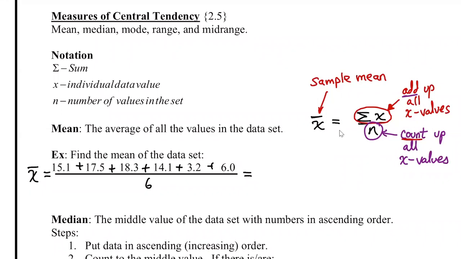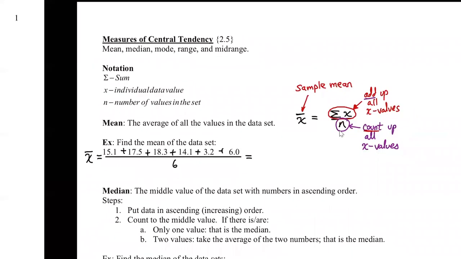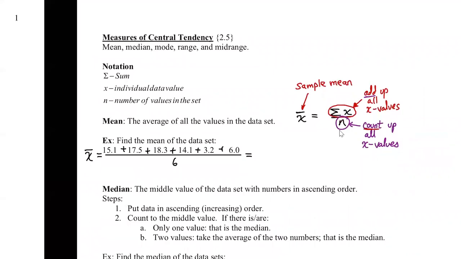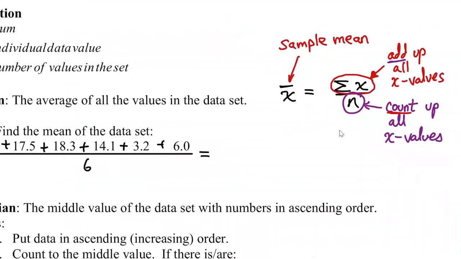Well, it would have been nice. It looks great on my screen, but it's just a simple calculator. So I'm just going to do a quick sum here. 15.1 plus 17.5 plus 18.3 plus 14.1 plus 3.2 and a 6. So 74.2 on top and 6 on the bottom.